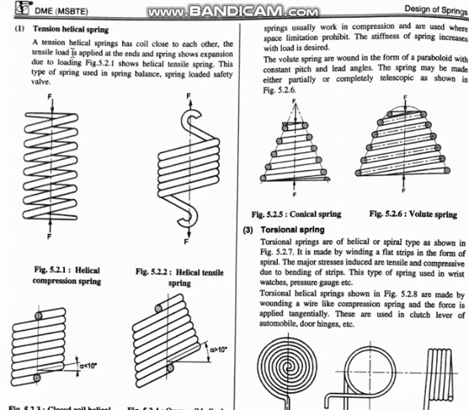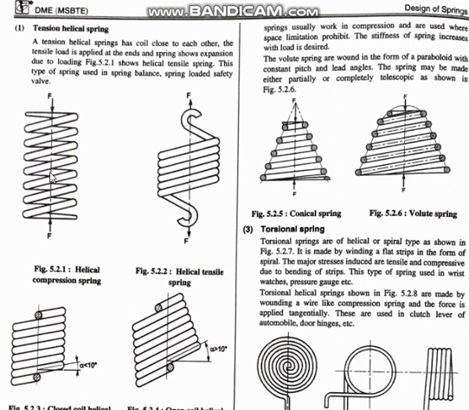Tension helical spring. It has coils close to each other. This is the tension helical spring, and the tensile load is applied to the ends. You see, here and here the load F, that is tensile load, is applied. This type of spring is used for spring balances, spring loaded safety valves, and other things. Normally what we will come across is the helical compression spring.